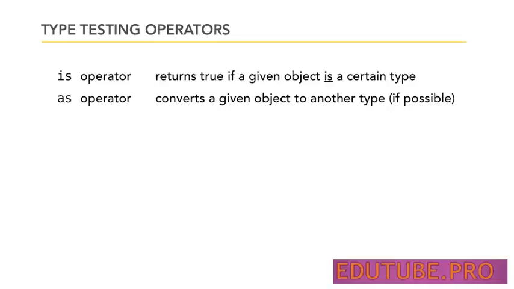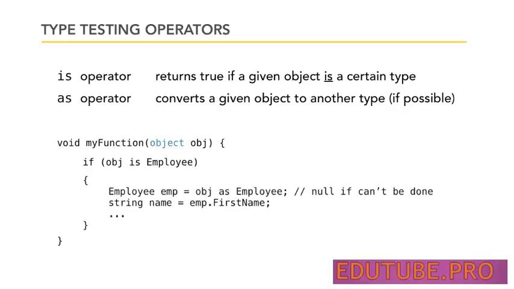So suppose we had a function that takes an object, a generic object type. We can say something like if obj is the type of employee object. So the is operator will return true if the object is of type employee. And if that's the case, we can then use the as operator, which will convert the object to the type that we give it. And if it can't be done, it will return null. So in this case, we're taking the employee emp and we're saying obj as employee. So it's converting the object to an employee object, which we can then operate on.